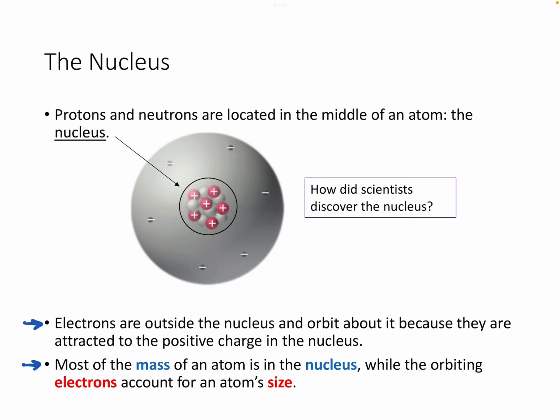Now, electrons don't really contribute to the mass of an atom. They're really, really small. But they can account for an atom's size because they are outside of the nucleus. So how did scientists even discover that there was a nucleus?